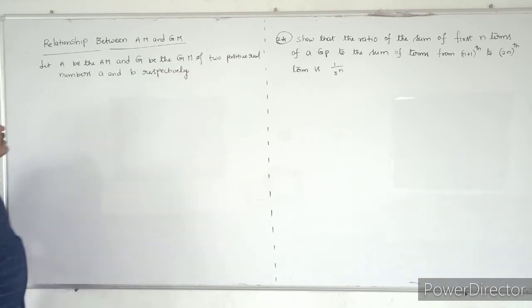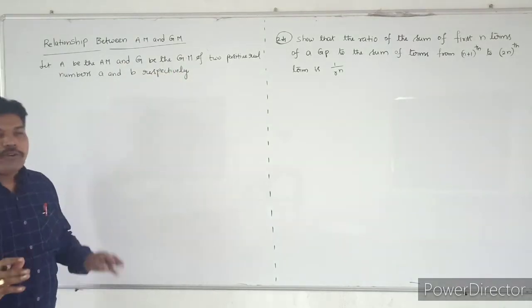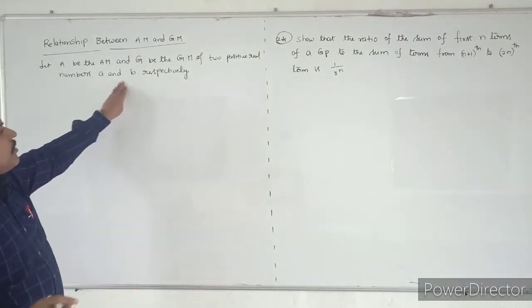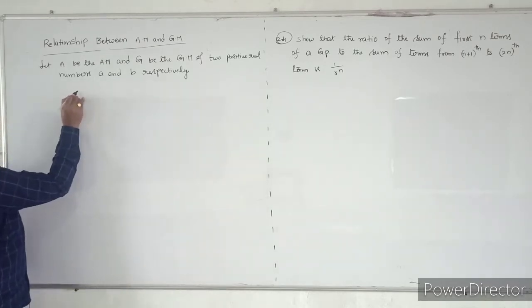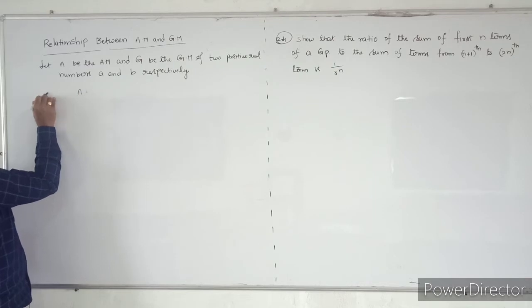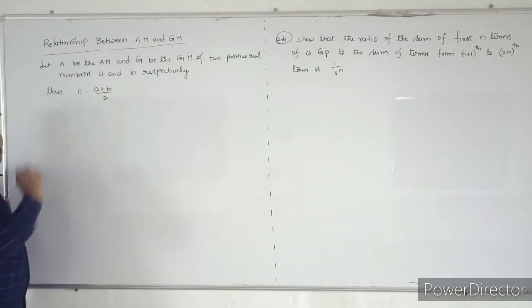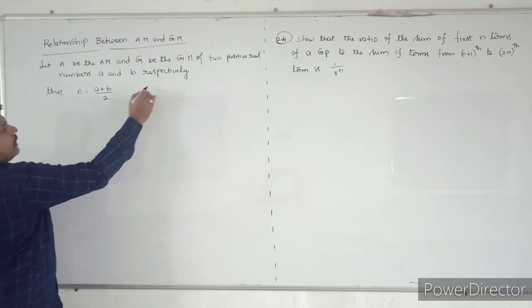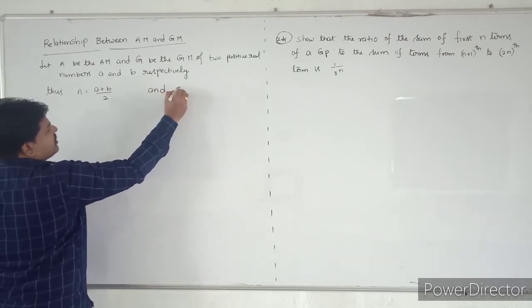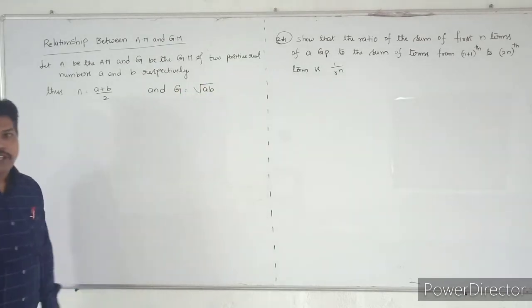So what I am taking here: A be the arithmetic mean and G be the geometric mean of two positive real numbers a and b respectively. What is the meaning of arithmetic mean? A is the arithmetic mean of a, b, meaning A is equal to (a plus b) by 2. That is the formula. And the geometric mean G is equal to the square root of ab.